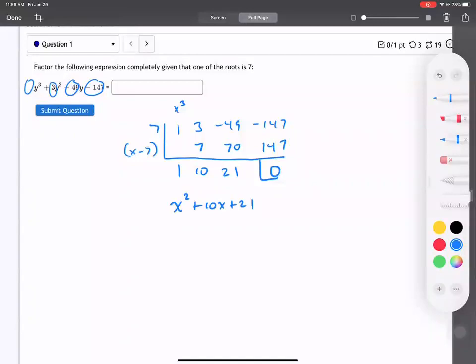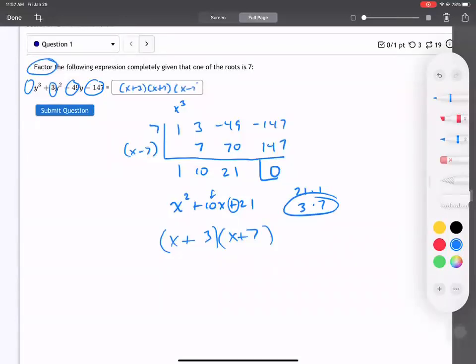We can factor this. We can factor 21. That's 21 times 1 or 3 times 7. Which of these add up to 10? Well, that's 3 and 7. So x plus 3 and x plus 7, and plus plus is plus plus, so please be careful. We want to go back now and answer the question. Factor. That means they want all the parts back. Not only do they want x plus 3 and x plus 7, they also want x minus 7. X minus 7 was actually in our problem here.